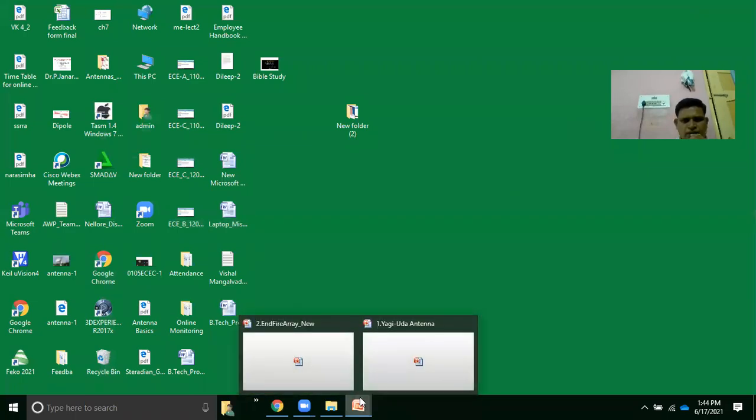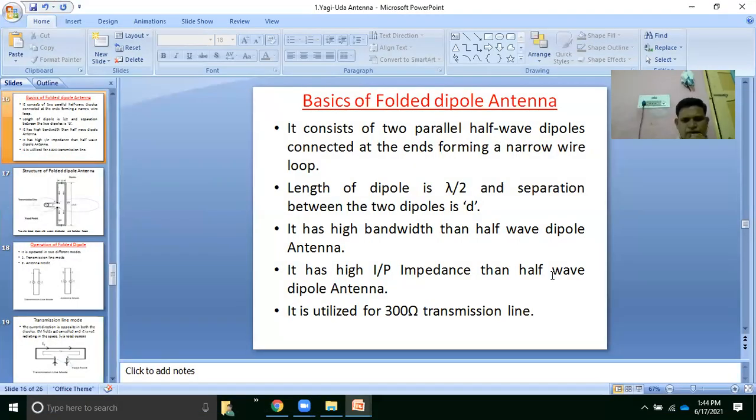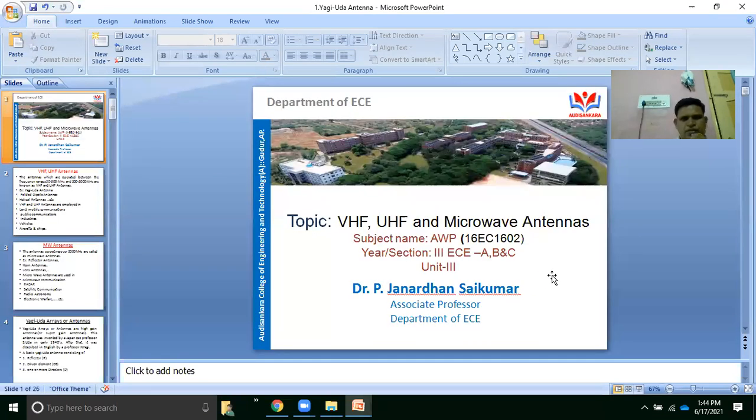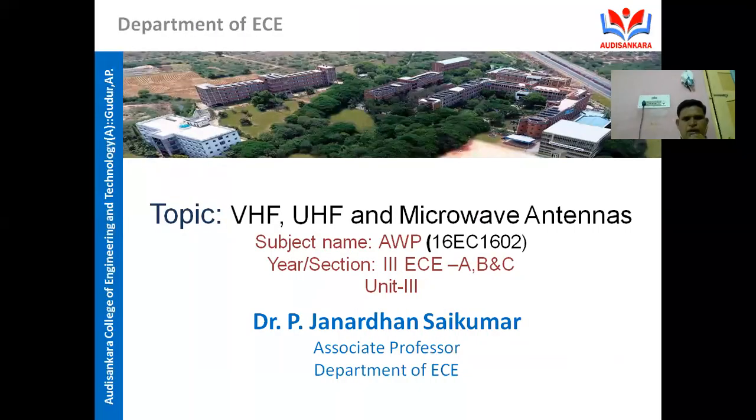Our third unit. Yesterday I gave a brief introduction to the third unit. Here, the third unit is mainly discussing UHF, VHF antennas and microwave antennas. Based on the range of frequency, we can classify these antennas.